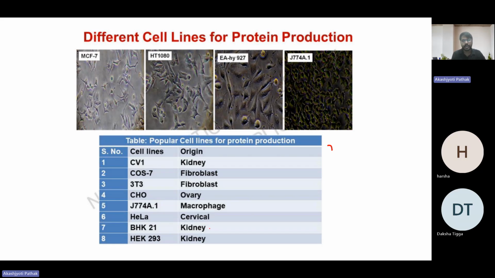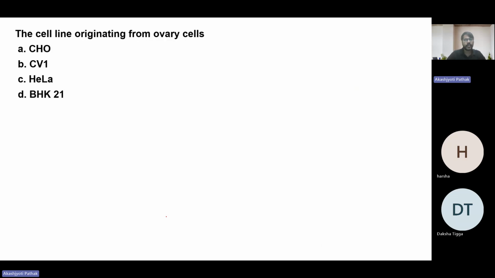You need to remember the origin of these different cell lines. CV1 is kidney, HEK is kidney, BHK is kidney. So the cell line originating from ovary cells is what? It is the CHO cell line. CHO is basically the Chinese hamster ovary cell line.